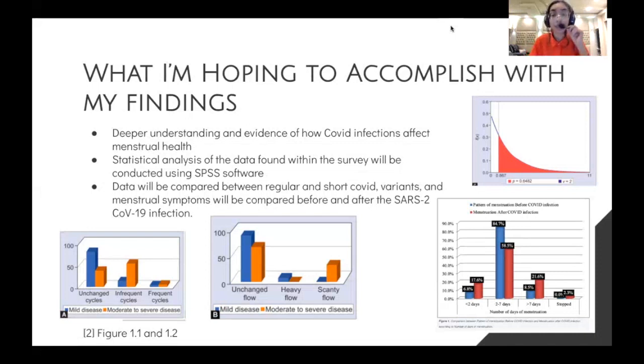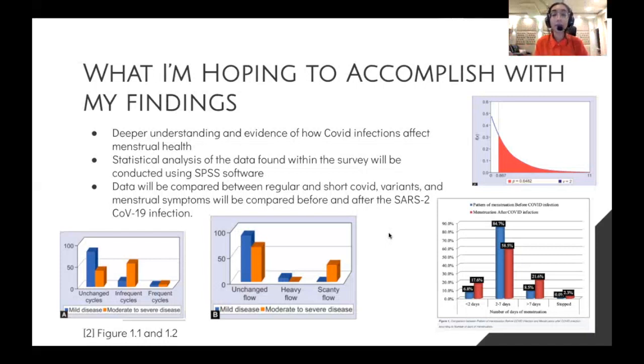Now, once I have my findings, I would ideally like to compare statistics of symptoms that have been increased or worsened or affected in any way between long COVID and regular COVID. So I would, of course, like to have that comparison there. I would also like to have a comparison between the changes that are associated with menstrual cycles and PMS symptoms or dysmenorrhea amongst the different variants of the infection as well, to see if there are any changes there.